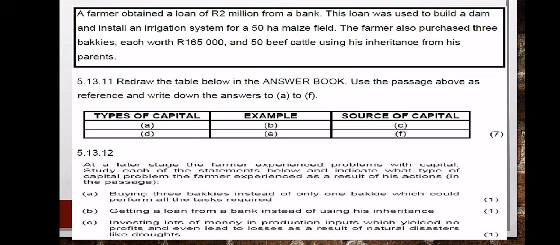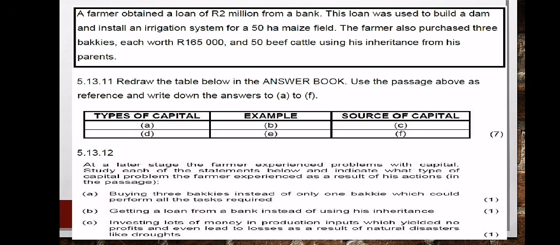There is a loan. He built a dam and an irrigation system. Bakkies were bought using what? Inheritance. What does the first question say? Read through the table below in the answer book. Use the passage above as reference and write down the answers A to F. 7 marks for free.